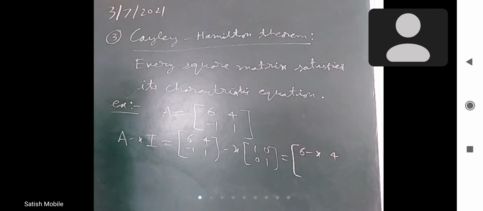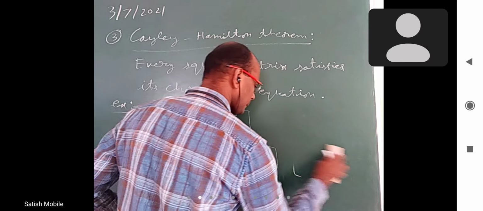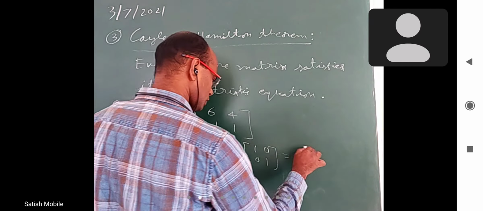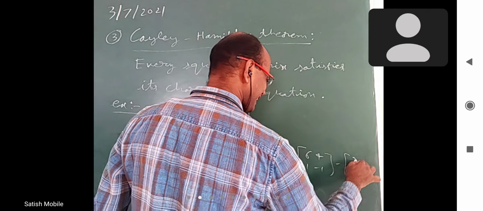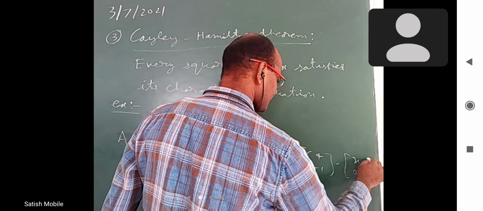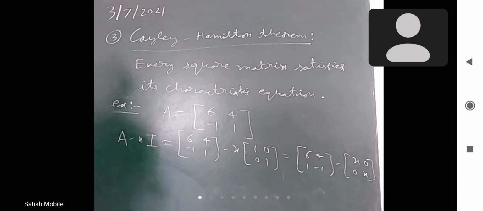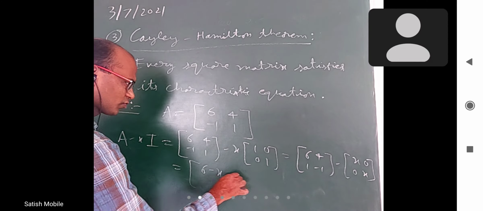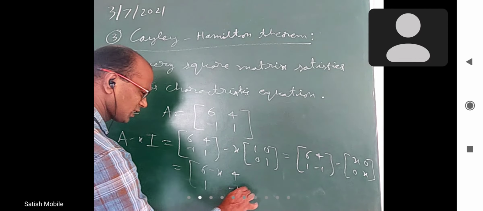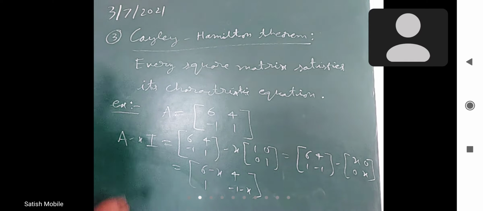Maybe I should do one more. So it is 6, 4, minus 1, 1 minus x, 0, 0, x. That will be 6 minus x, 4, minus 1, 1 minus x. What is the determinant of A minus xI?